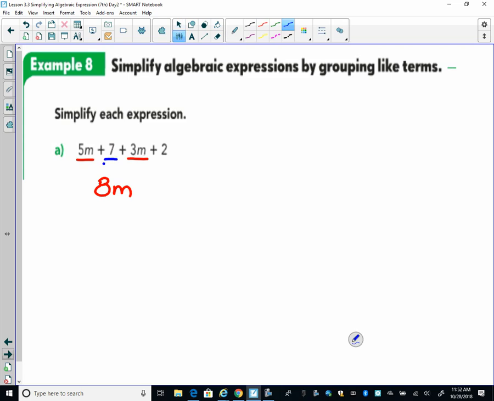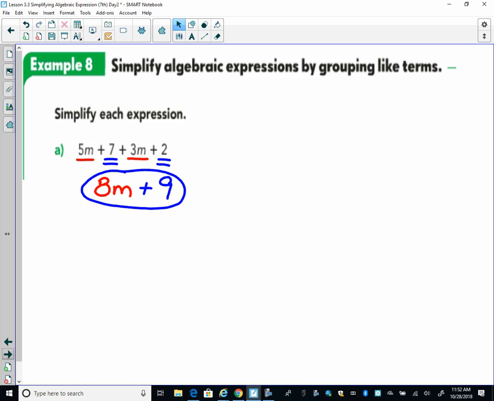Our constants would be considered our like terms. Notice I'm underlining those 2 times to show that those are the terms that I'm pairing up. Notice in front of both the 7 and the 2, we have addition signs, so that means they're both positive. 7 plus 2 is 9. 8m plus 9 would be our simplified algebraic expression.